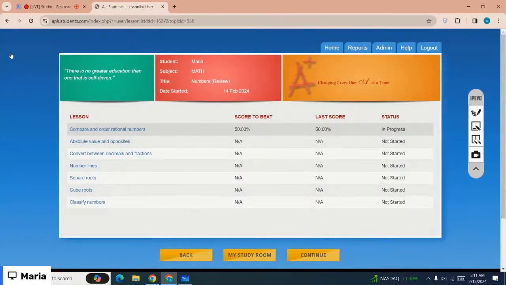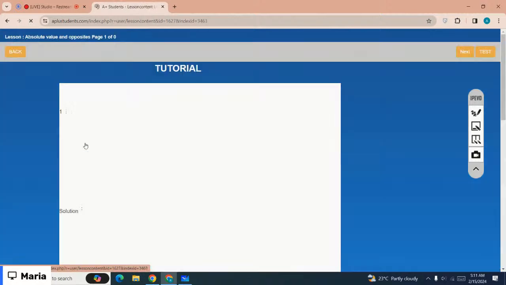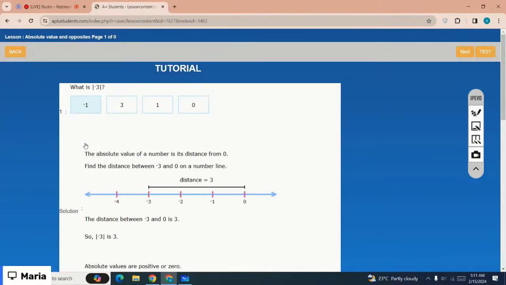Let me just move on to the next lesson, and the next lesson is absolute values and opposites. So let's just start with the next lesson. So what are the absolute values? What do you know about the absolute values?